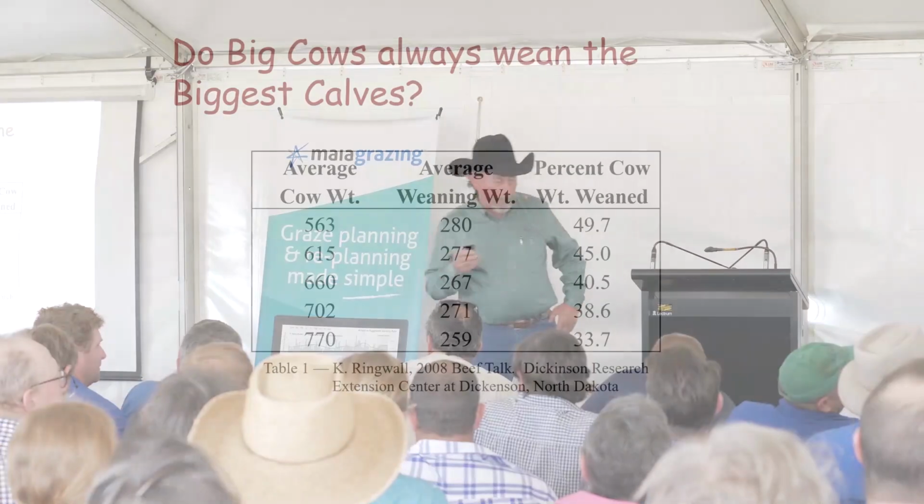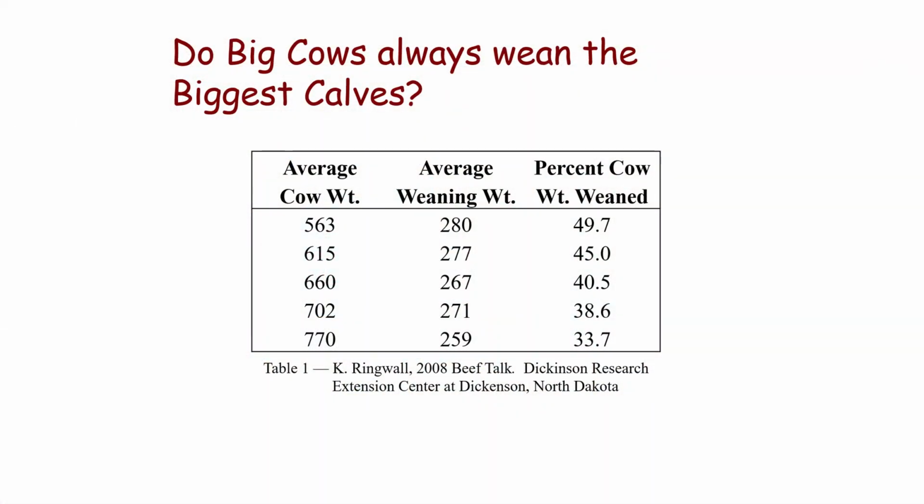This is research out of North Dakota University. Chris Ringwald separated his cow herd, the university cow herd, into 5 groups based on their weight. This is converted to kilograms. So these are the smaller cows up here, the 563s, and some of them weigh as much as 770 kilograms. That's a huge cow, but there's a lot of them in the U.S. There's probably some here. Look at the percent weaned. We talked about this earlier. Smaller cows will almost always wean a higher percent of their weight. These smaller cows here will wean 50%. The big cow can only wean 34%.